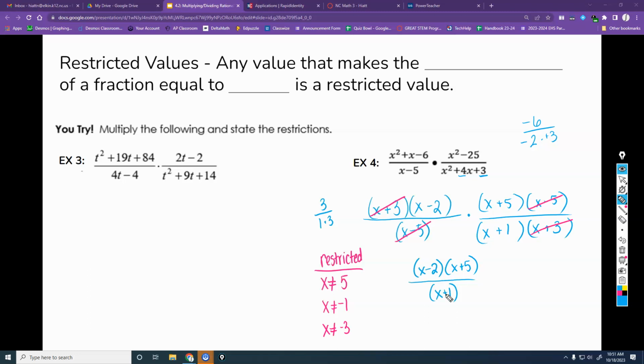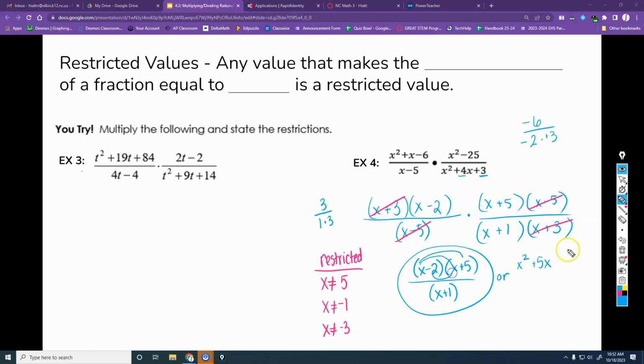Now, you may see the answers being multiplied back together. Sometimes they'll leave it like this, or they might multiply that top part together. Do we remember how to do that? If I want to multiply this together, I have to distribute the x. So I would have x squared plus 5x.